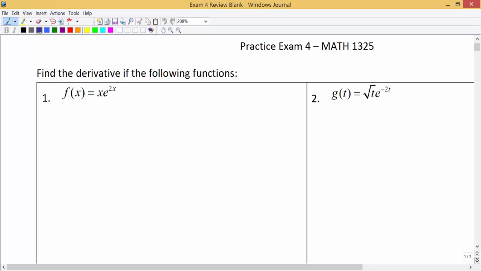For number 1, we're asked to find the first derivative of the following function. So we have f of x equals x times e to the 2x power. Since we have x being multiplied times e to some power, we're going to use the product rule. That tells us if we're going to find the first derivative, we need the first times the derivative of the second. So the second is e to the 2x.